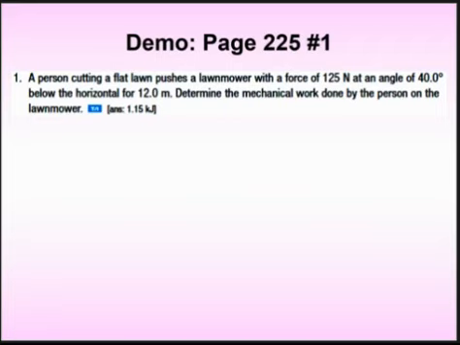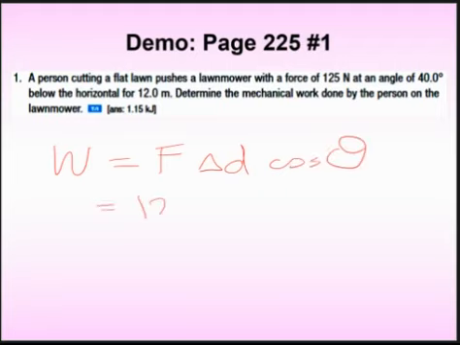Done. Let's plug in. W equals F delta D cosine of theta. What's F? 125. What's delta D? Everyone, again, is this a kinematics problem or a physics problem? Which means your units have to be standardized: force in newtons, distance in meters, and angle in degrees.